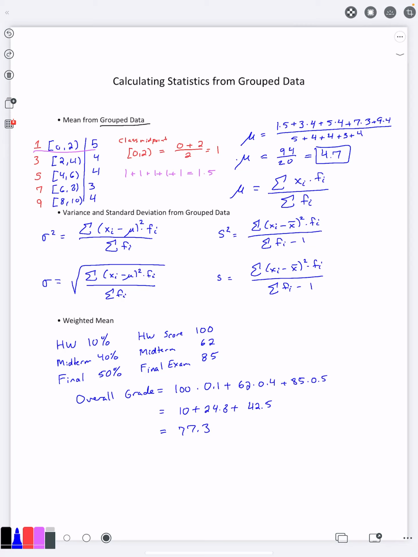And it's because that midterm really brought them down because it was worth 40% of your grade. So even though you did well in the final, you did well in the homework, because the midterm was worth so much and you did so much worse on that, it really dragged your grade down.